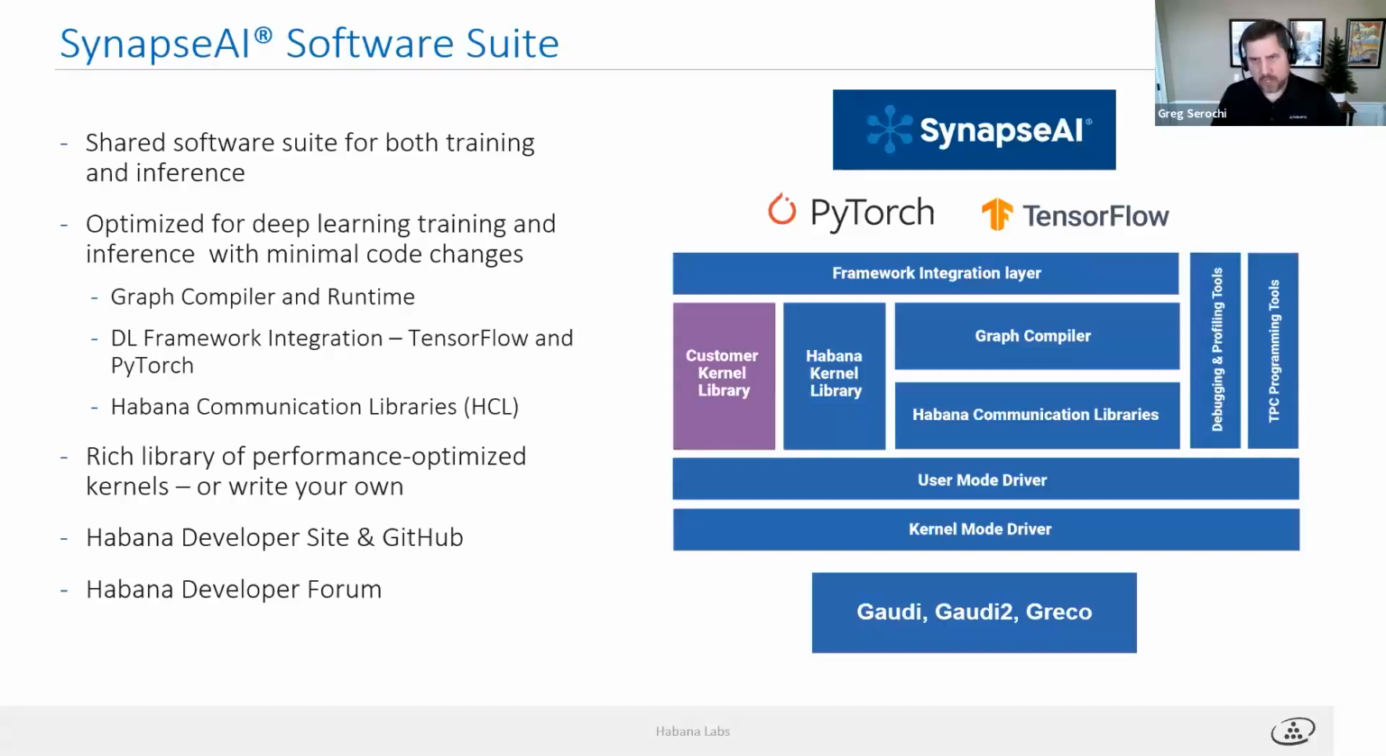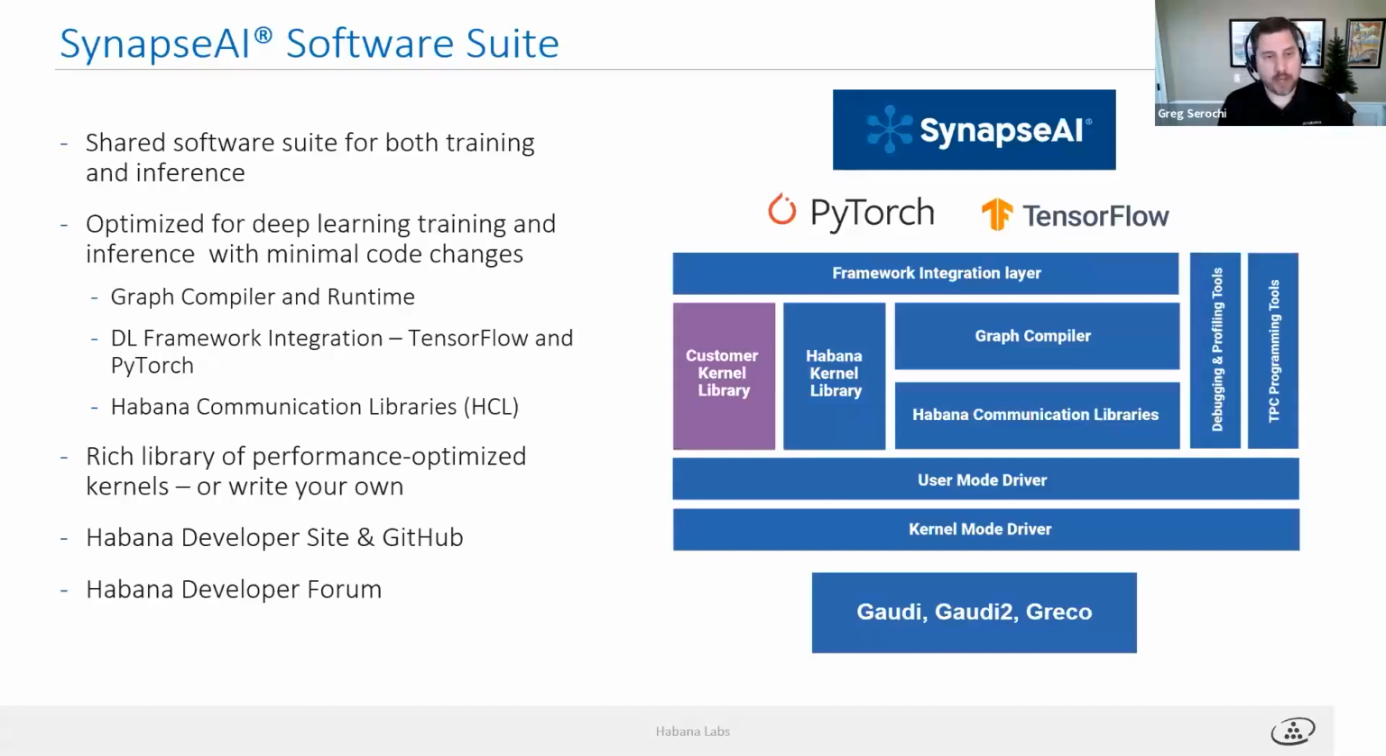One of the key things here is our framework integration layer, or bridge. We have a bridge between PyTorch and TensorFlow that converts all of our code to run on our graph compiler. Our graph compiler optimizes the ops and commands coming from the frameworks to run directly on our hardware. We additionally have what we call HCL, or Habana Communication Libraries. This is used for our scale up and scale out communication, so communication between cards and communication between nodes.